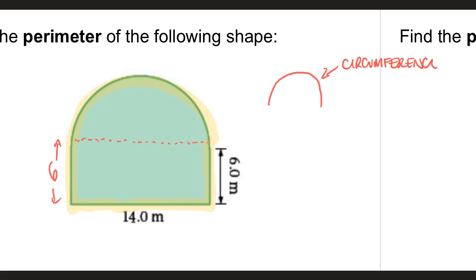Remember, the circumference is just the perimeter of a circle. Now, this is half a circle, right? We have a few formulas. So circumference equals pi times the diameter, for example. But since it's only half of a circle, we can divide that by 2. So the circumference is pi times the diameter, divided by 2.